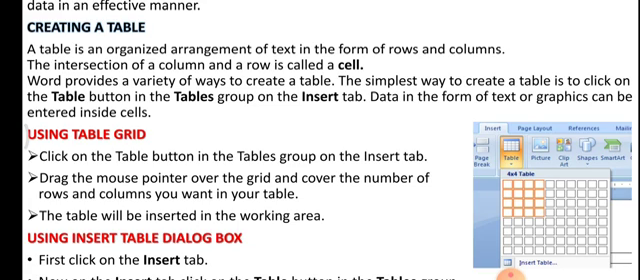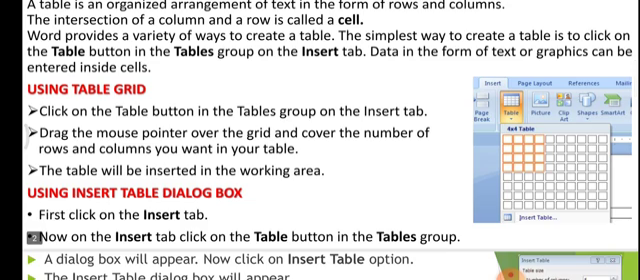There are some methods to insert a table. First method is using the table grid. First click on the Table button in the Tables group on the Insert tab. Drag the mouse pointer over the grid and cover the number of rows and columns you want in your table. The table will be inserted in the work area.